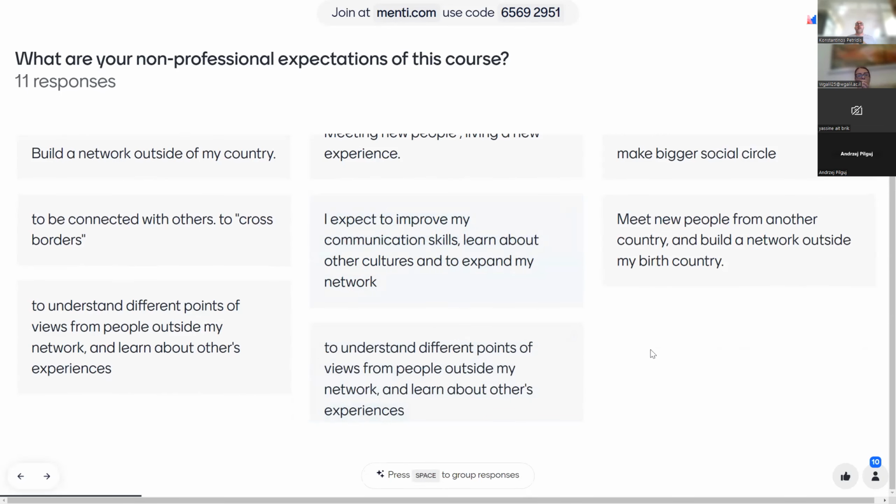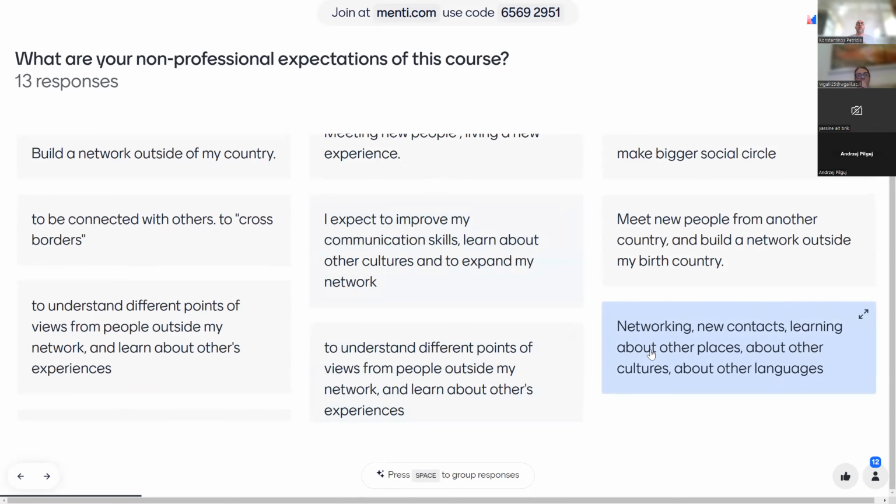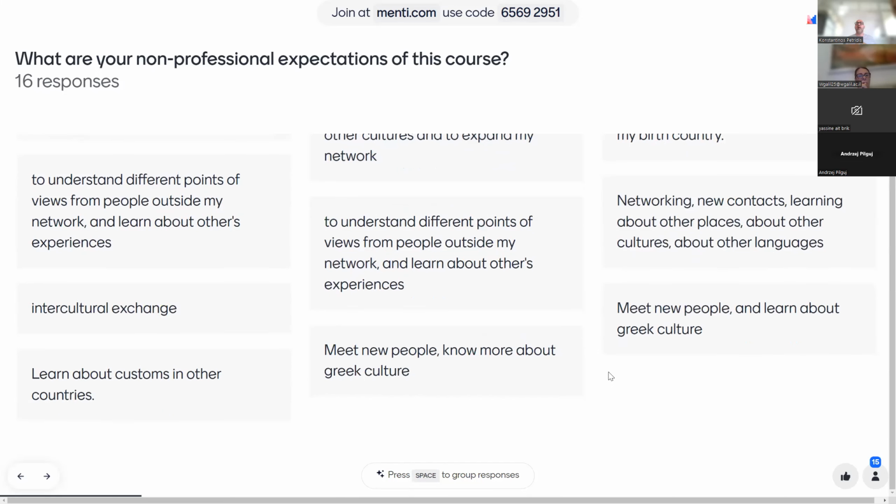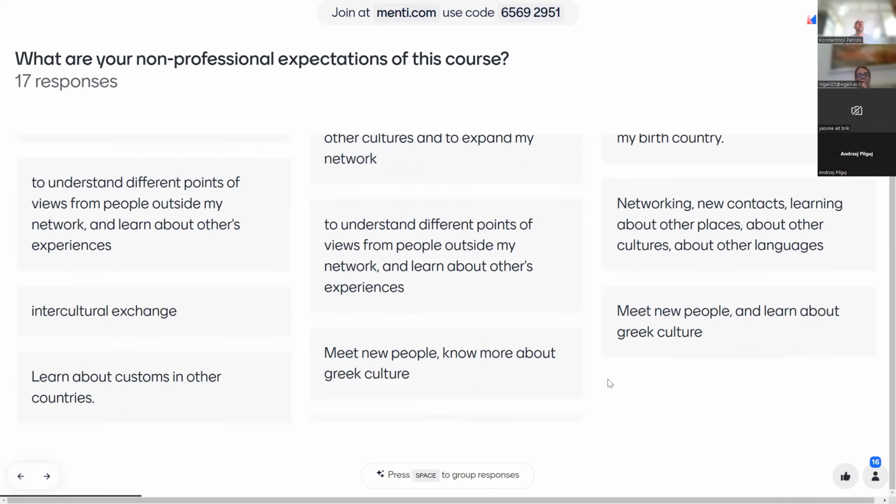As I told you, I have on my mind some experts regarding the cultural intelligence within the networks of our projects, but also within Greece. And cultural intelligence will be one of the main lectures that we are going to have during this course. Meet new people and learn about Greek culture, meet new people, learn about customs in other countries.